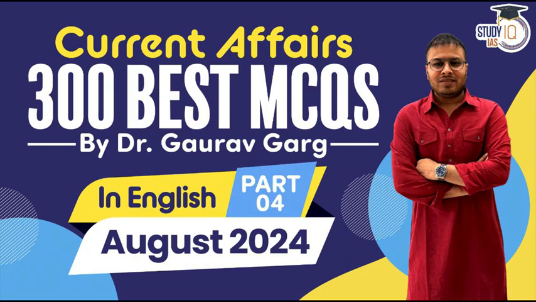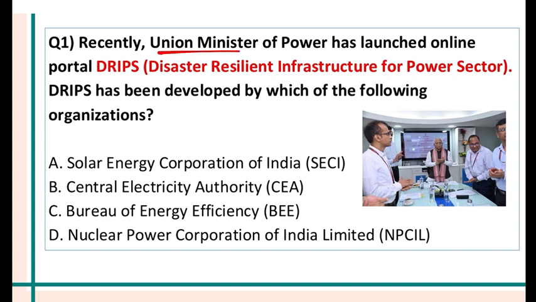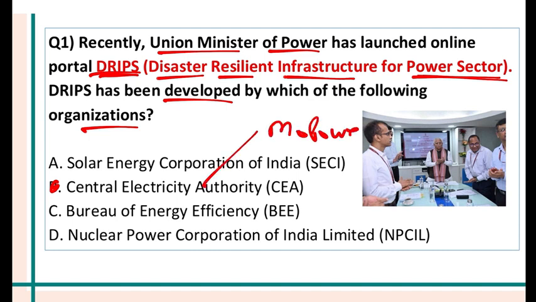Let's start the video. Union Minister of Power has launched an online portal called DRIPS portal. What is DRIPS? Disaster Resilient Infrastructure for Power Sector. Now DRIPS has been developed by which organization? DRIPS has been developed by Central Electricity Authority. And Central Electricity Authority works under the Ministry of Power.